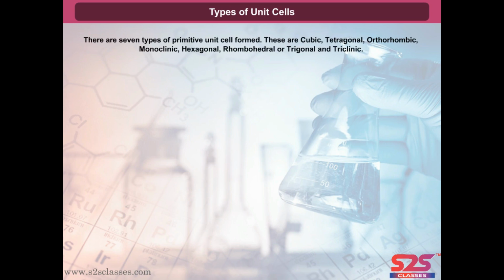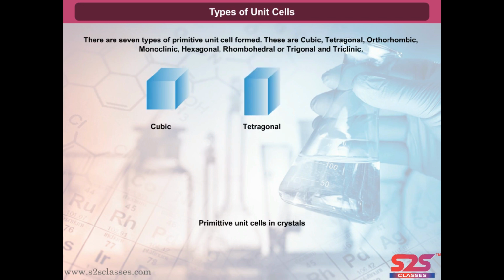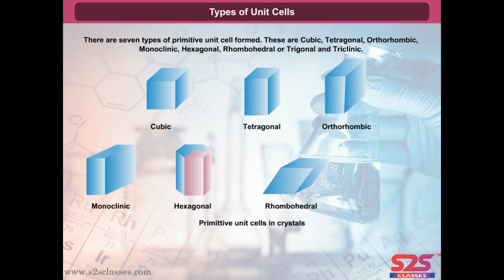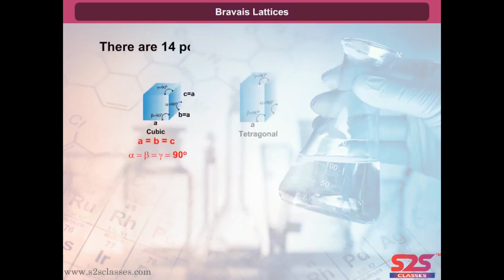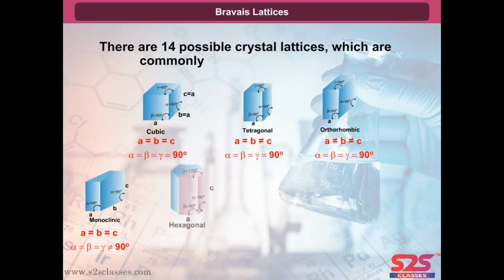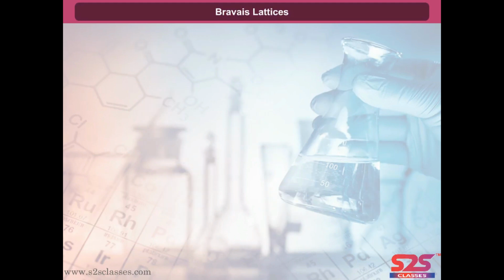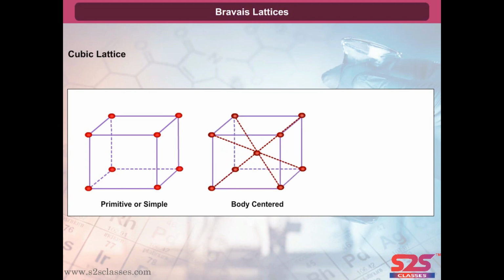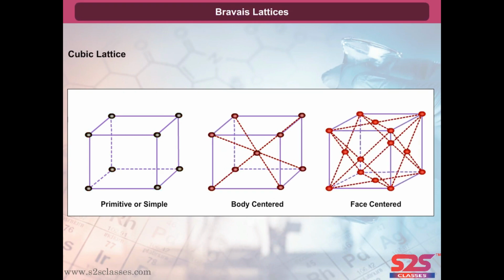There are 7 types of primitive unit cells. These are cubic, tetragonal, orthorhombic, monoclinic, hexagonal, rhombohedral or trigonal, and triclinic. There are 14 possible crystal lattices, which are commonly known as Bravais lattices. Cubic lattice: there are 3 types of lattice possible for cubic lattice. These are primitive, body-centered and face-centered lattices. In these lattices, all sides are of equal length and the angles between their faces are 90 degrees.